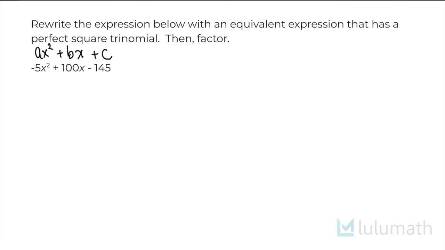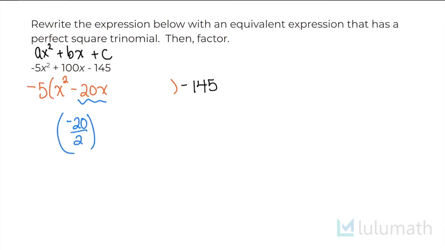So when I factor out the negative 5, this will say negative 5 multiplied by x squared, and then 100x divided by negative 5 is negative 20x. I'm going to leave a little bit of space, and then I'm going to copy down this minus 145. Now that my leading coefficient here is 1, I'm going to take my b value inside of my brackets, and I'm going to divide that by 2. So negative 20 divided by 2, and then I'm going to square it. So negative 20 divided by 2 is negative 10, and then when I square that, I end up getting 100.